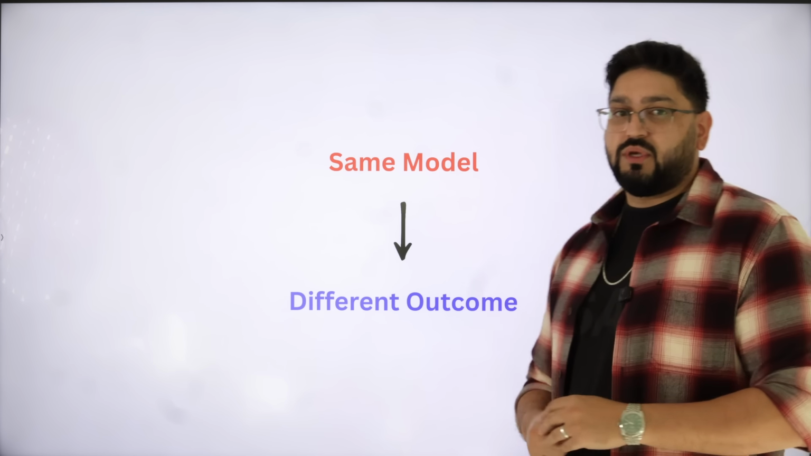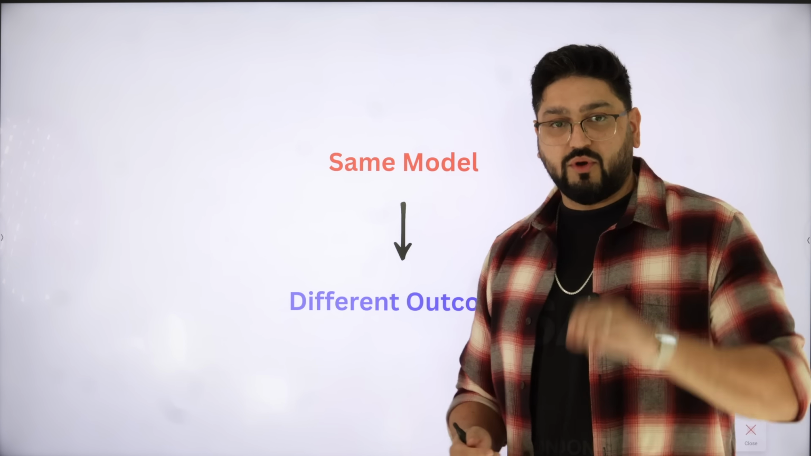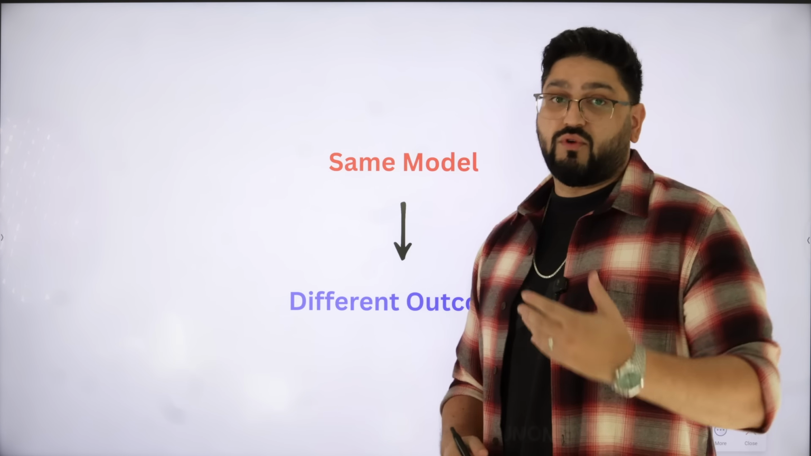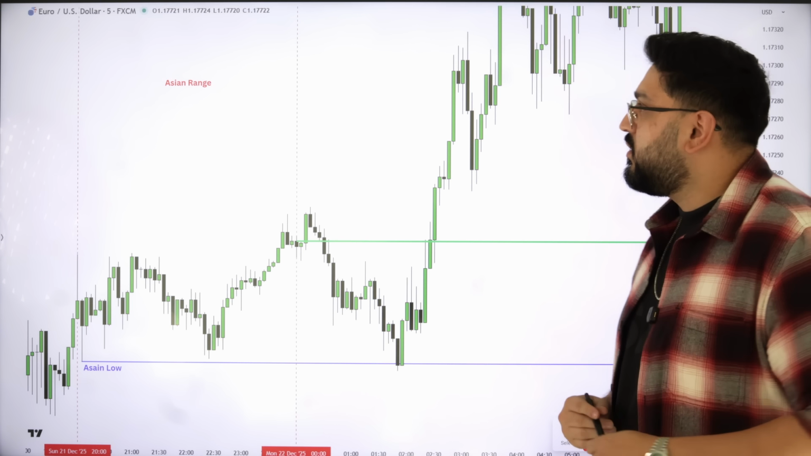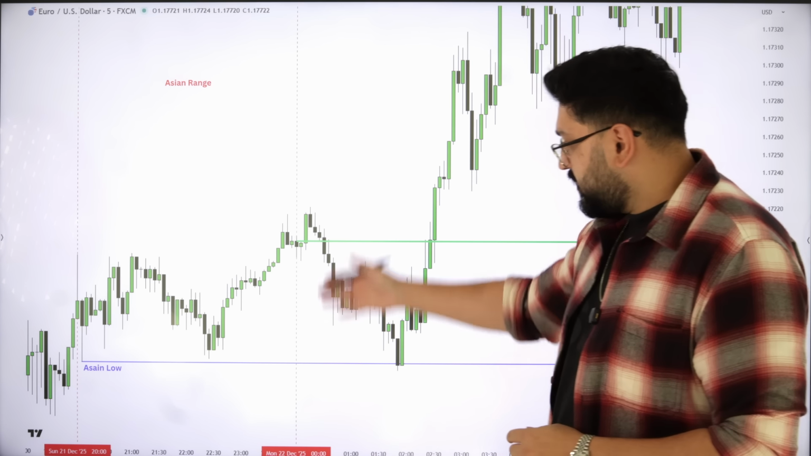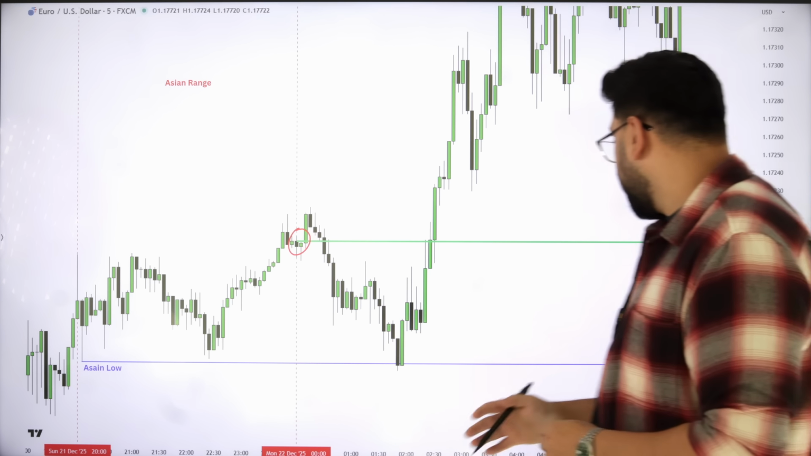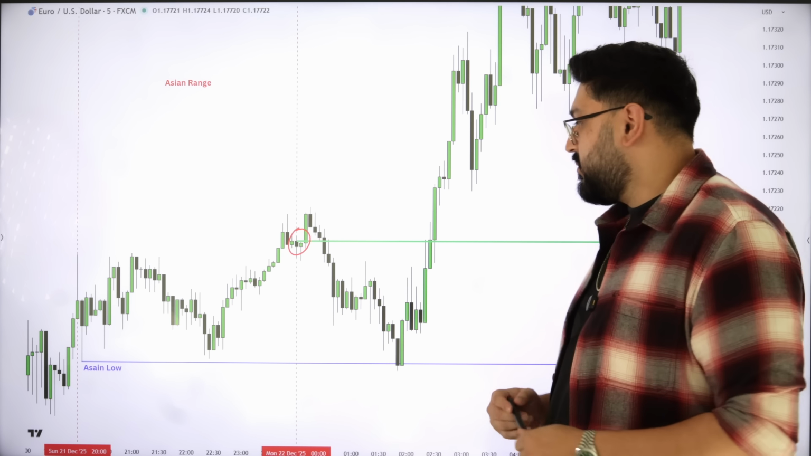Now, I want to show you something important. We're going to use the same model, same execution time frame, but two very different outcomes. And this is where most traders draw the wrong conclusion. So here we have the EURUSD on the 5-minute time frame. Now, clearly we have the 12 a.m. price delineated here, and this opening price is our 12 a.m. Eastern Standard Time opening price.